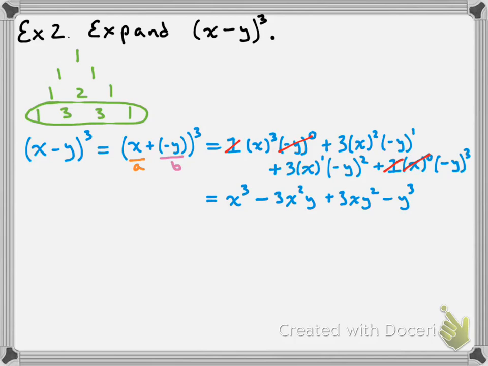Okay, so I just wanted to go through a couple of examples of how to use Pascal's triangle to do binomial expansions.